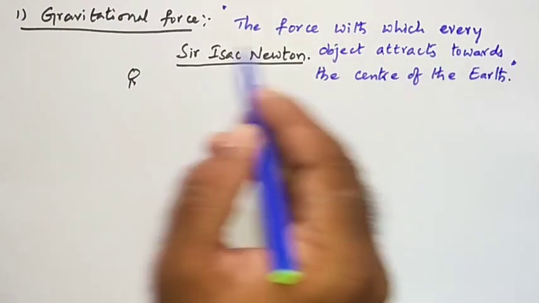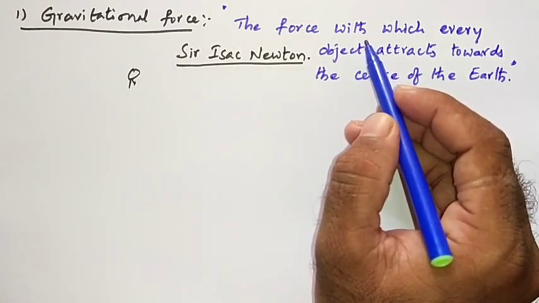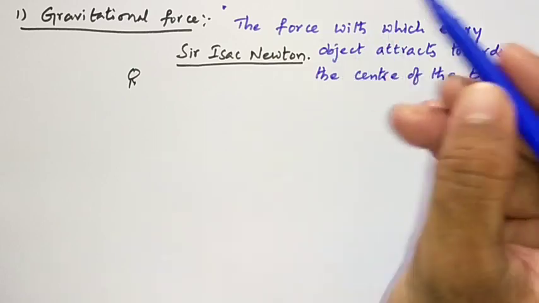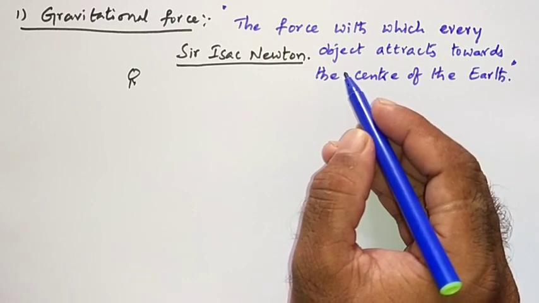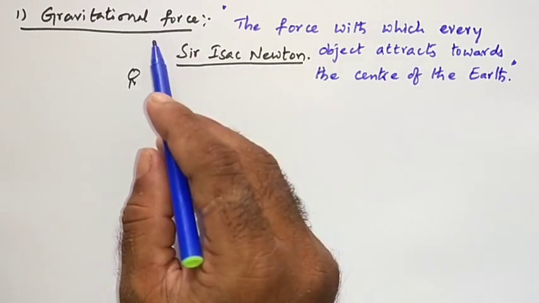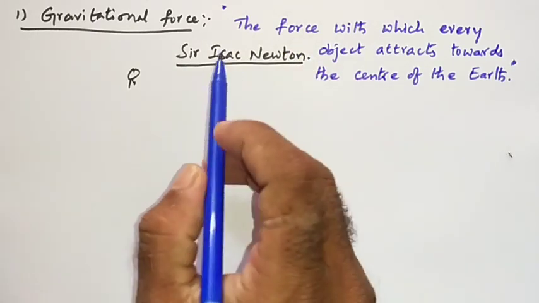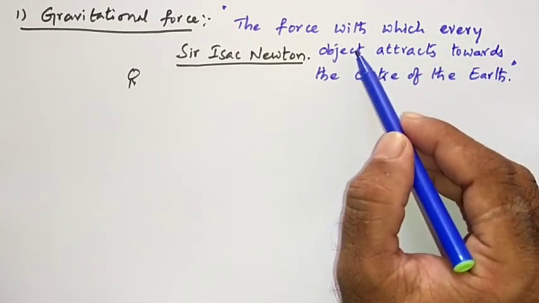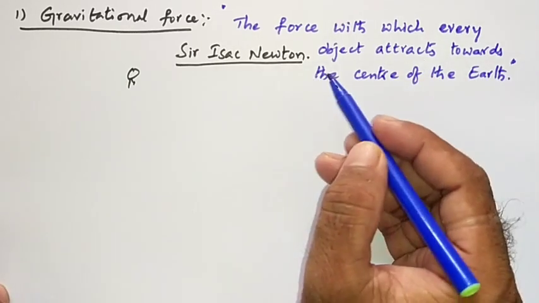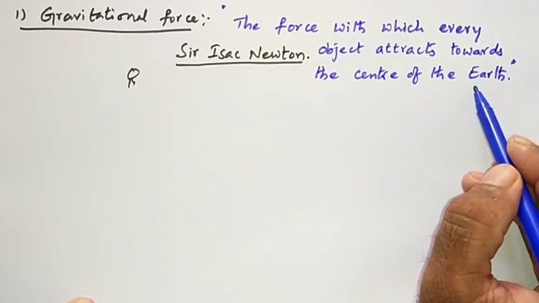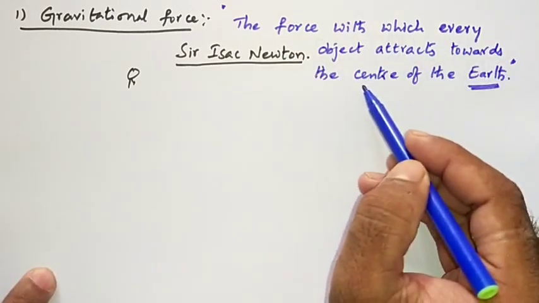Actually, gravitational force is defined as the force with which every object in the universe attracts another object. In the universe there are many objects, many planets. Between the planets also gravitational force is there. Between planets and satellites gravitational force exists. That's why we can define it as the force with which every object in the universe attracts another object. But for simplicity I have taken earth and defined it as the force with which every object attracts towards the center of the earth.